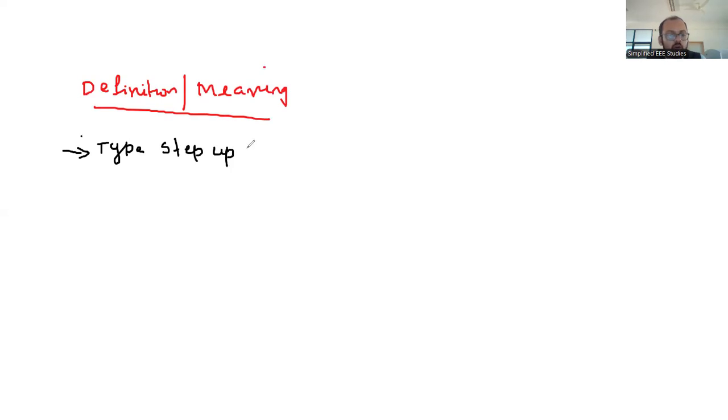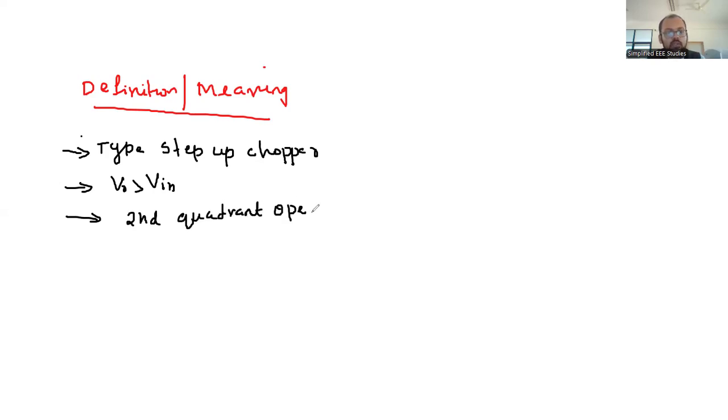You know the meaning of step-up chopper. The average output voltage will always be greater than the input voltage. V naught is always greater than V in. So that's the operation of a step-up chopper. Similarly, it will perform the second quadrant operation.